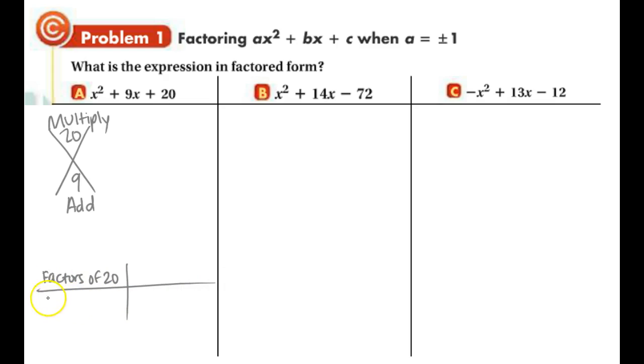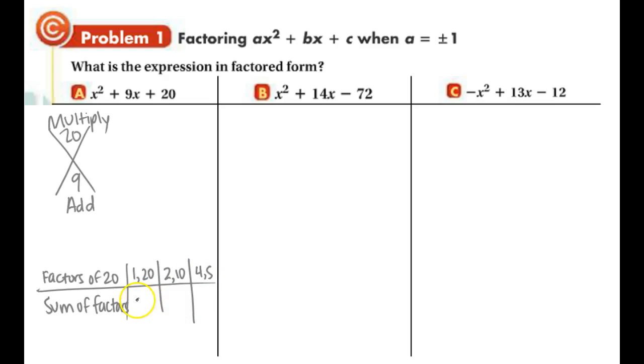And then when you add those, so sum of those factors. So the factors of 20 are 1 and 20, 2 and 10, and 4 and 5. Now let's add those.